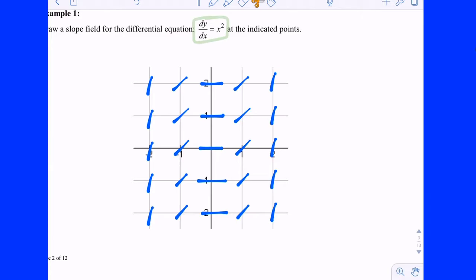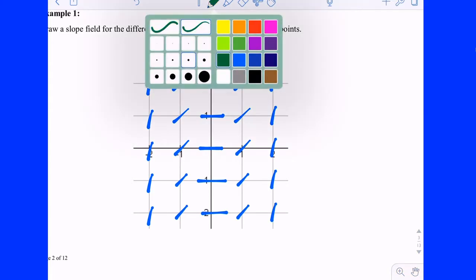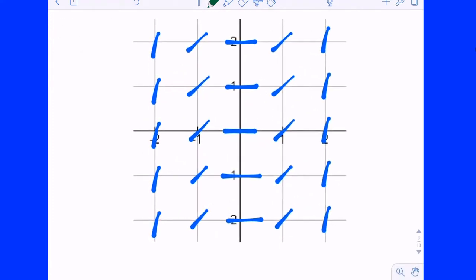Okay, so there you go. Now I just generated a slope field. It's a field, it's a region, it's an area that has a bunch of little slopes drawn in there, little pieces of tangent lines. And what those tangent lines do is they indicate what the shape of the general solutions are.